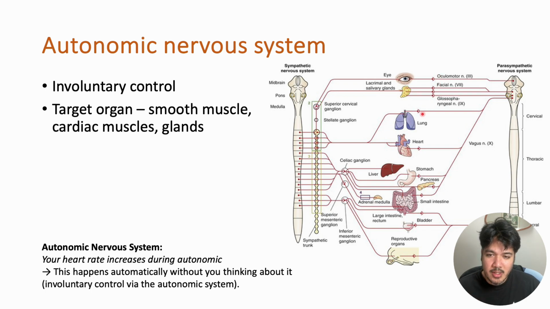For example, your sympathetic helps your heart increase its heart rate, whereas your parasympathetic, which is under control of, for example, your vagus nerve, actually drives your heart rate to go down. So it's all a balance between your sympathetic and your parasympathetic nervous system.